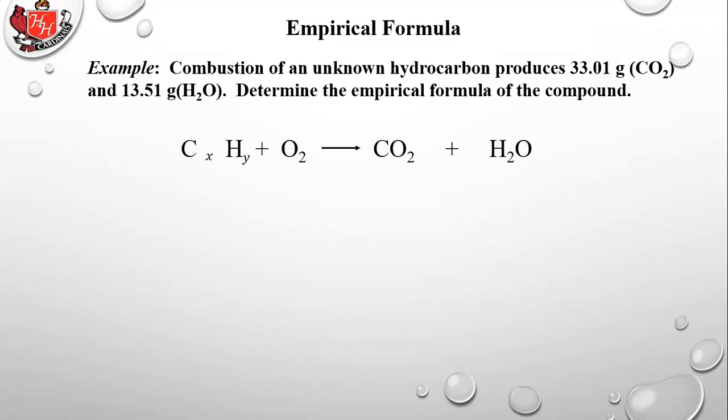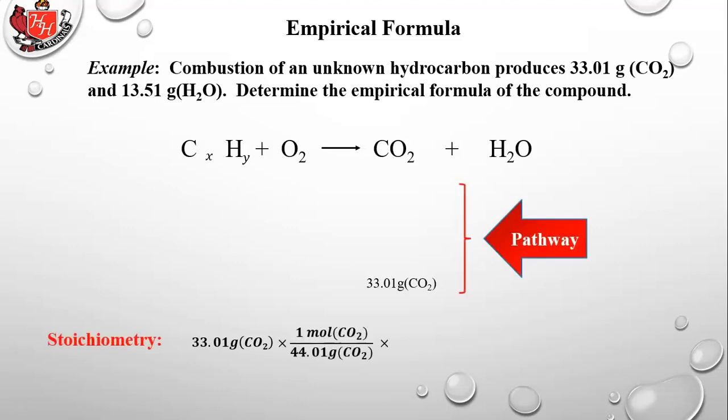All right. So same essential problem, except I gave you a different number of grams of CO2 and of H2O. Otherwise, it's exactly the same problem. So see if you can follow the steps this time, maybe a few more than you could before. So there we go. We're starting with 33.01 grams of CO2, and we're going to have a pathway with arrows, and then we're going to have the stoichiometry.